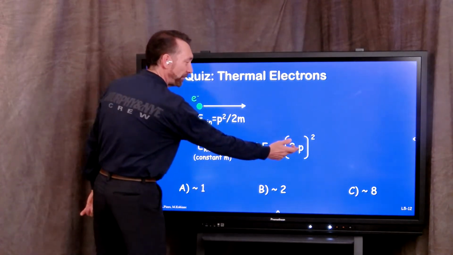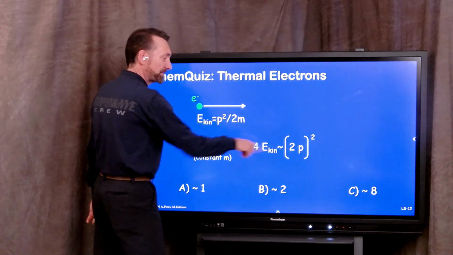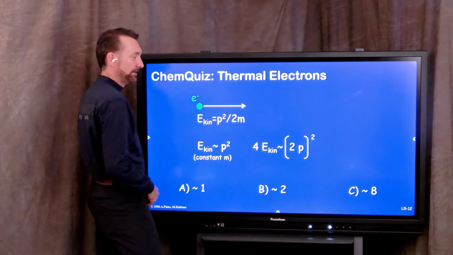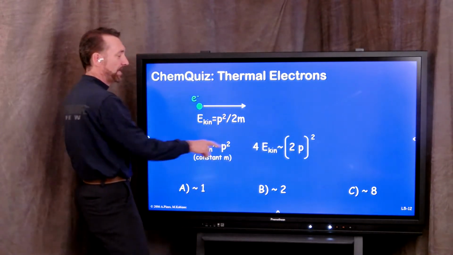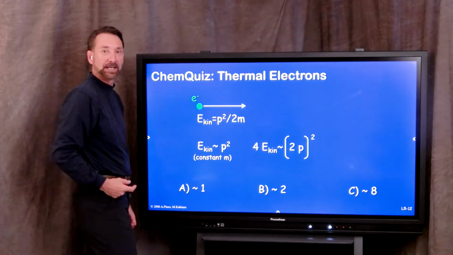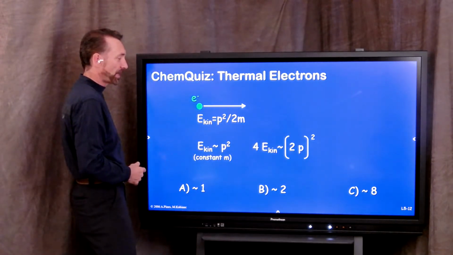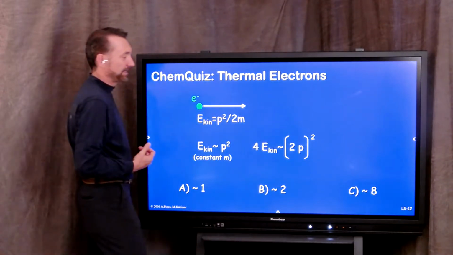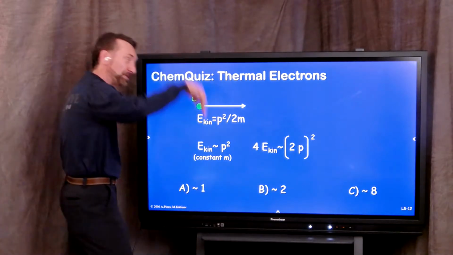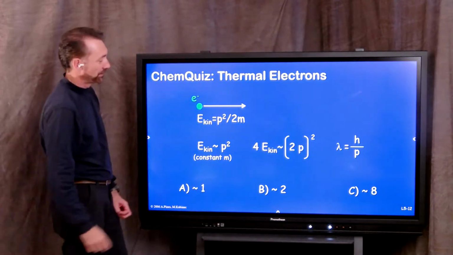So in order to get 4 times the kinetic energy, you would double the momentum, 2 times P, because you're going to square that whole quantity. So that a factor of 2 here would give you a factor of 4 in kinetic energy. So that squared relationship shows up. You have the momentum increased by a factor of 2. The wavelength goes down by a factor of 2, and you understood that that went to 2 nanometers wavelength.